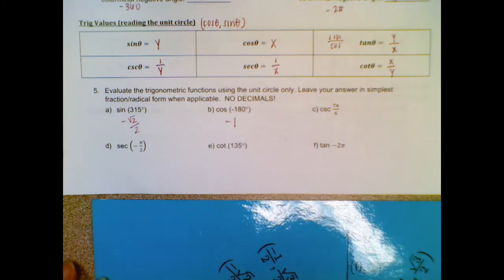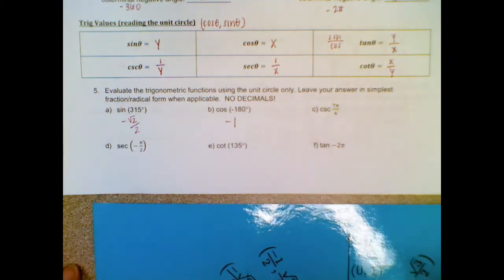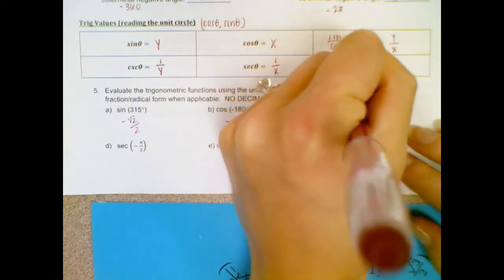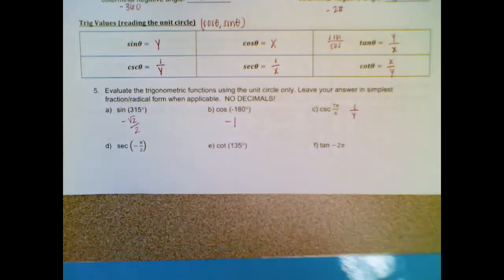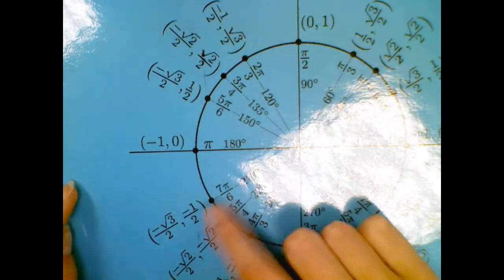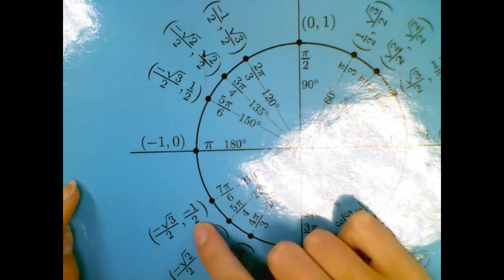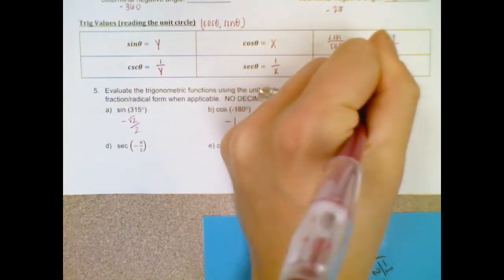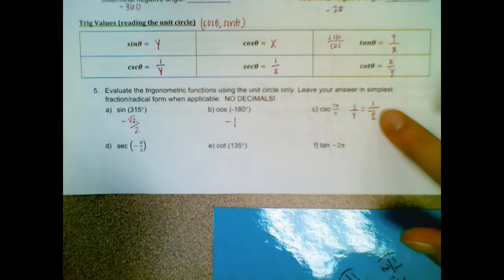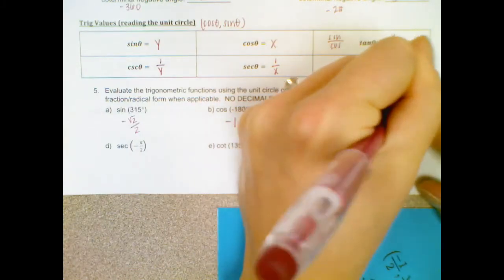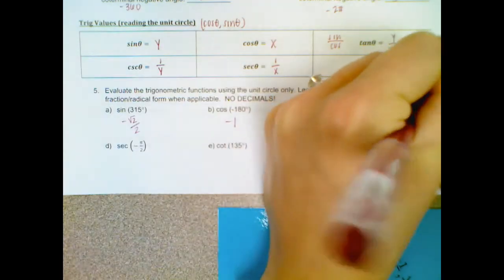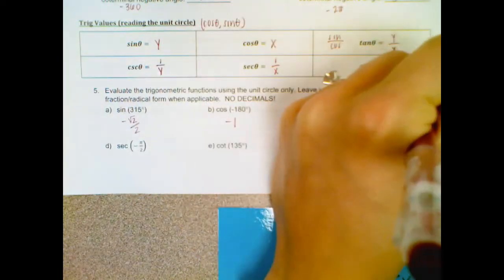All right, letter C, this is cosecant of 7 pi over 6, so I'm going to be doing 1 over y. So let's find 7 pi over 6. Here's 7 pi over 6. I want the y coordinate, so I'm doing 1 divided by negative 1/2. Now remember, whenever you're dividing by a fraction, you're really multiplying by the reciprocal. So I'm really multiplying by negative 2 over 1, which equals 1 times negative 2, negative 2.